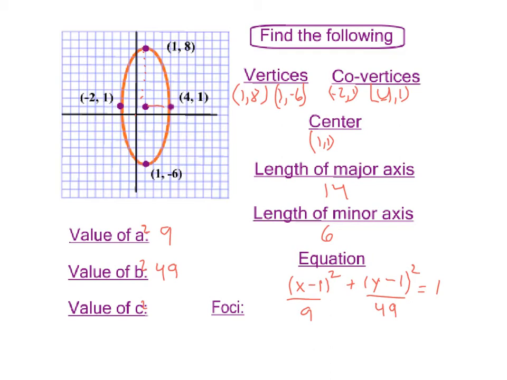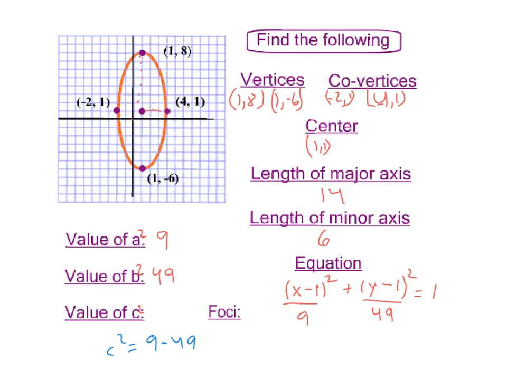So to find the foci, we're saying c squared equals 9 minus 49, and in this case, we need to make sure this outcome is positive. So even though we'll get a negative 40, we're just going to turn it positive, because when we square it, we don't want negative numbers. What I get is about 6.2. I'm just rounding it to the tenths.